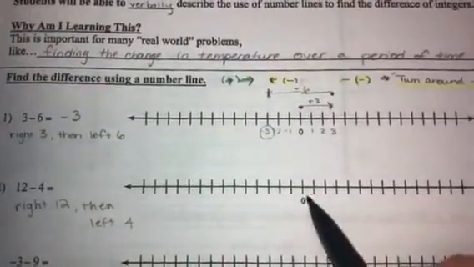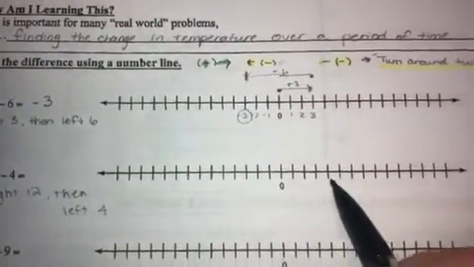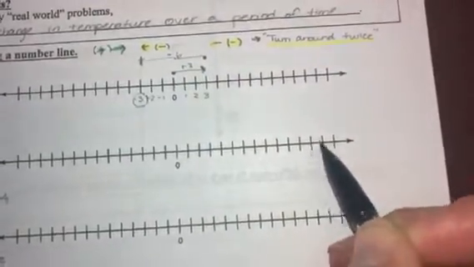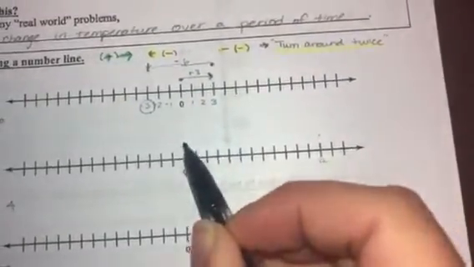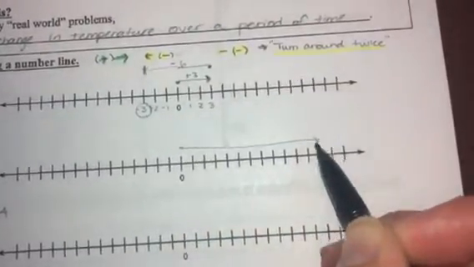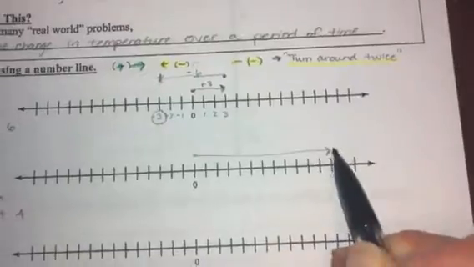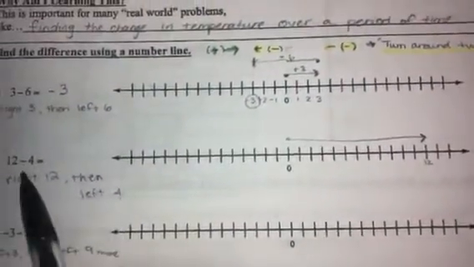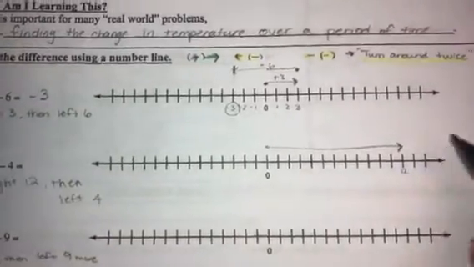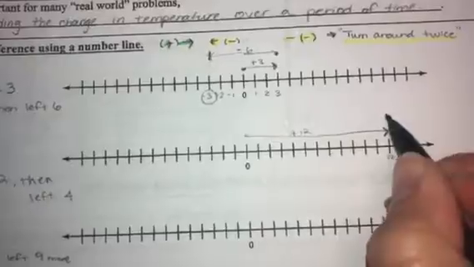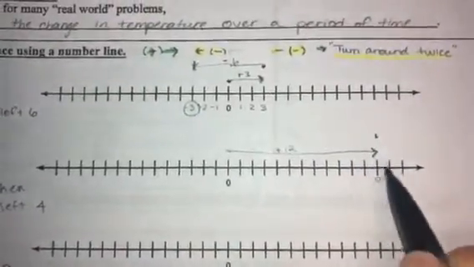So right 12. So we're going to go 1, 2, 3, 4, 5, 6, 7, 8, 9, 10, 11, 12. 12 is all the way over here. So we're going to start at 0. And we're going to move right 12, and that arrow stops there. And then we're going to turn around, and we're going to go back left 4. So right 12, left 4. Right 12, so there's the positive 12. From there, where we left off, we're going to go back 4 from there.